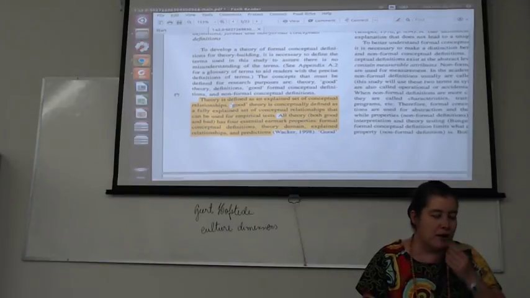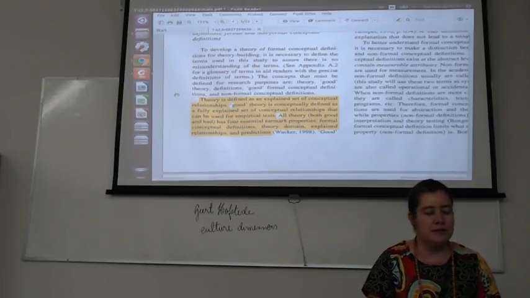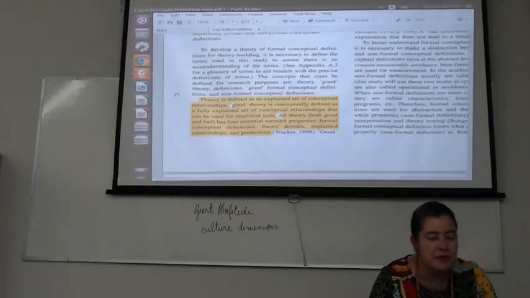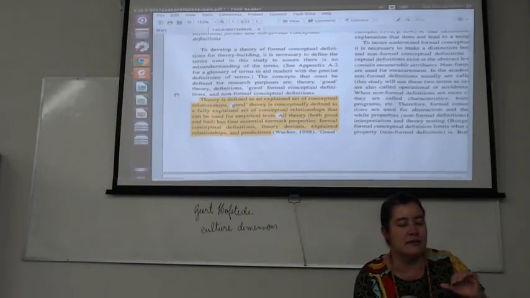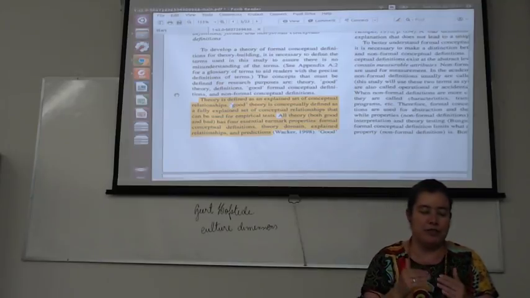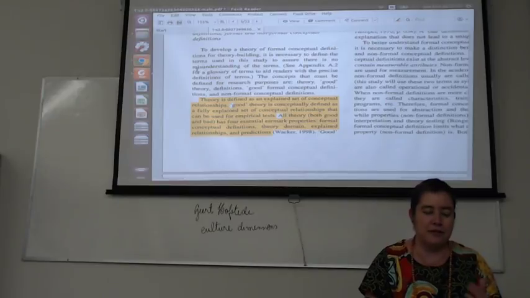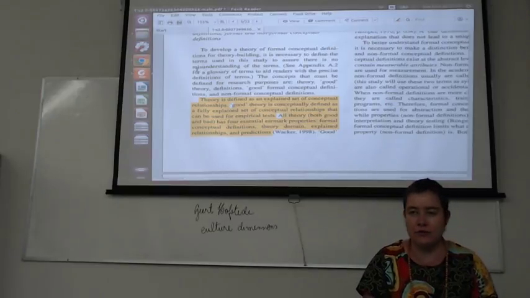So, this author defines theory in a very simple way. He says that theory is defined as an explained set of conceptual relationships. So, you state the entities, state the relationship between them, describe these relationships, and try to predict things on the basis of your theory. That is good theory.